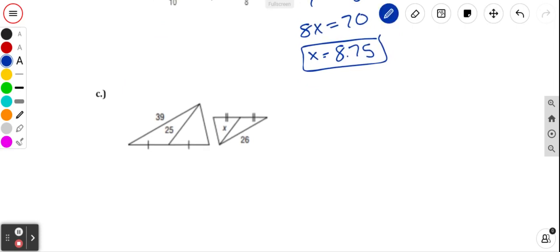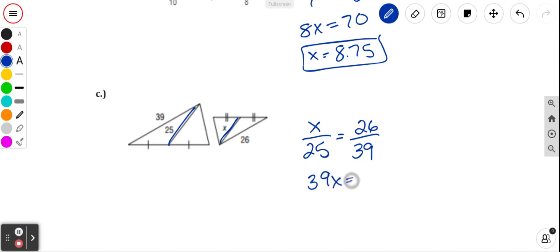Okay, next one. This is a median. So is this. So we can go x to 25 equals 26 to 39. So that's going to be 39x equals whatever 25 times 26 is, which is 650. And then divide by 39. So this one's going to be 16 and 2/3 or 16.6 repeating, or 16.7, whatever you want to write. Okay, so on to the next page.